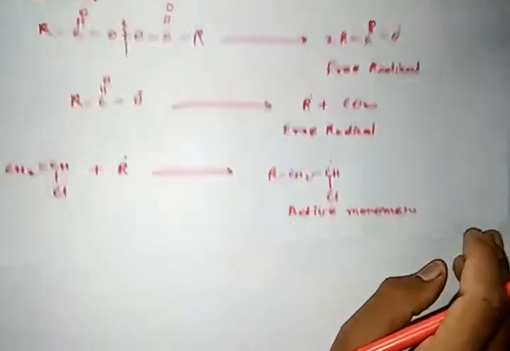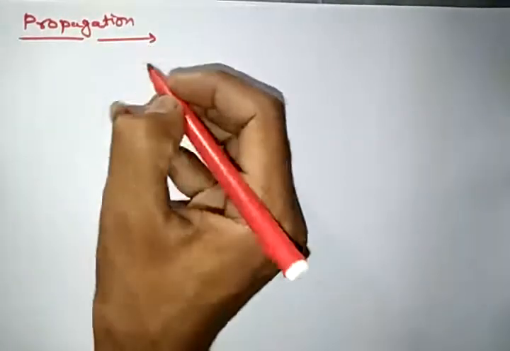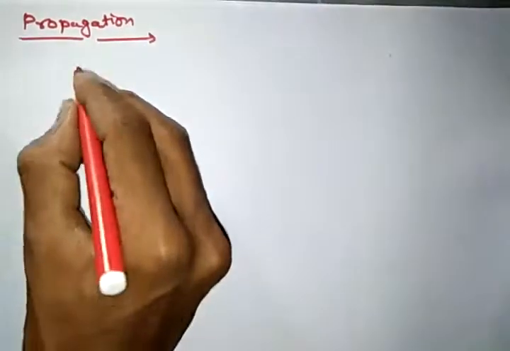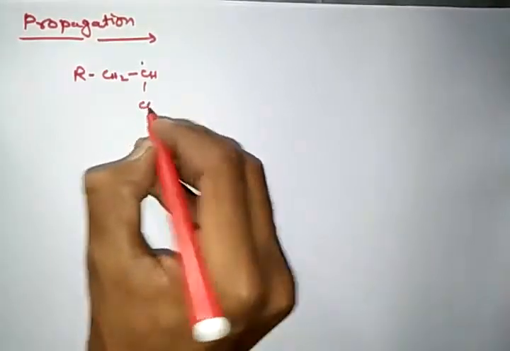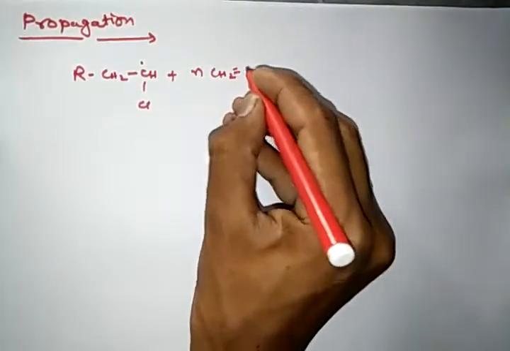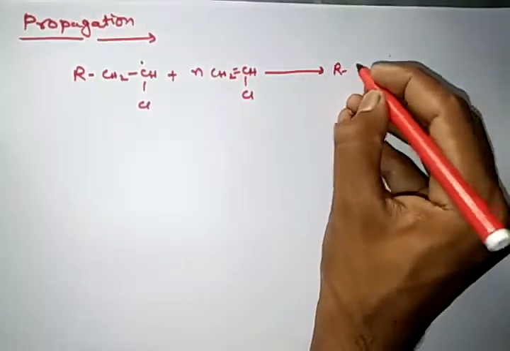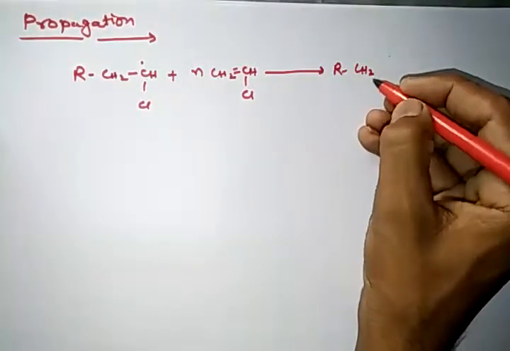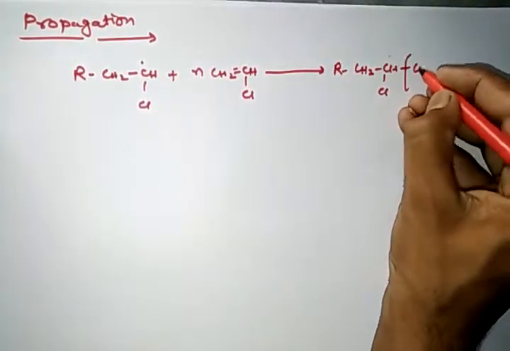These active monomers participate in the propagation step. In propagation, the free radical or active monomer reacts with n number of vinyl chlorides, and finally a growing polymer is obtained. We can represent this like this.